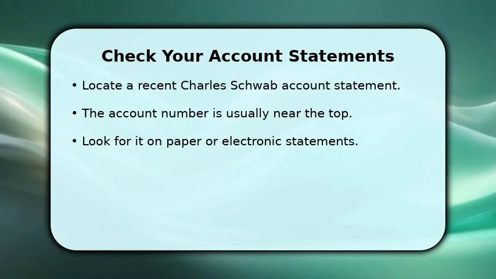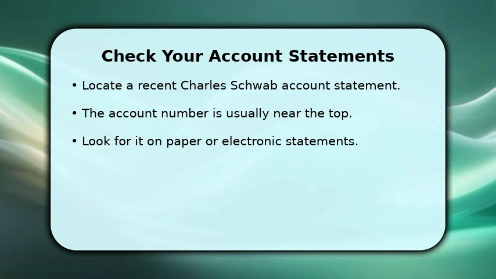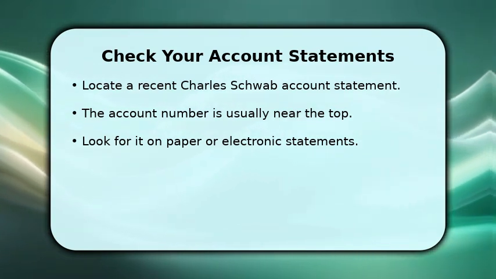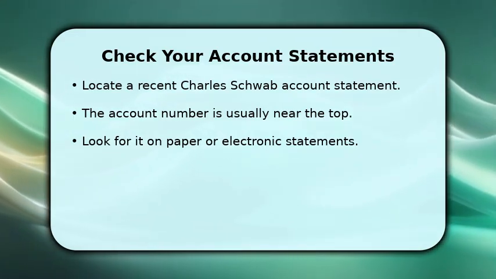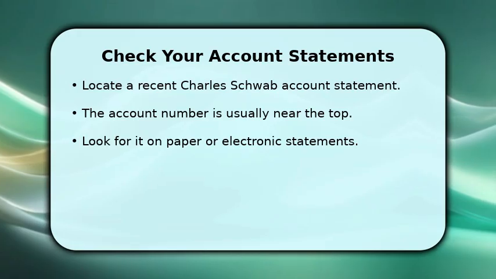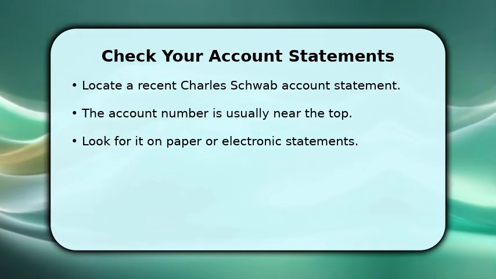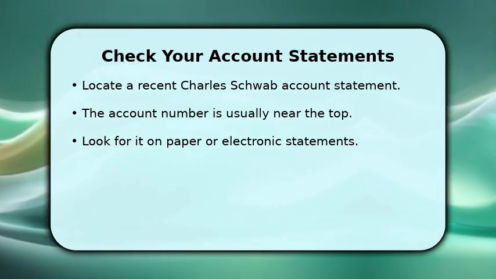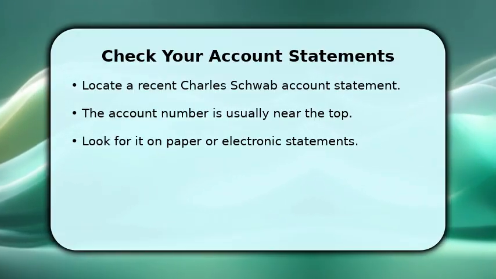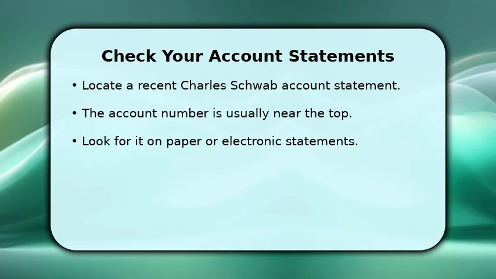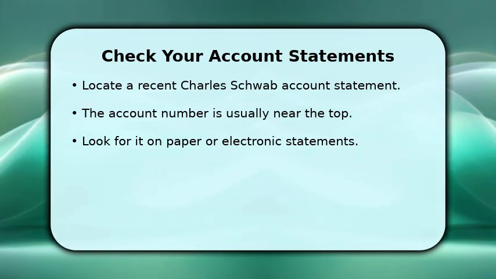Another reliable method is to check your Charles Schwab account statements. Whether you receive them by mail or electronically, your account number is prominently displayed. Look for it near the top of the first page, often alongside your name and address. These statements provide a comprehensive overview of your account, including this crucial identifier, making it easy to locate.